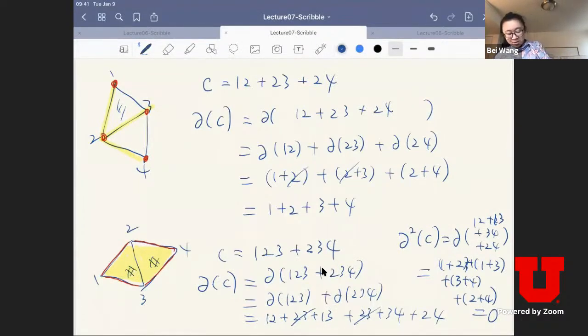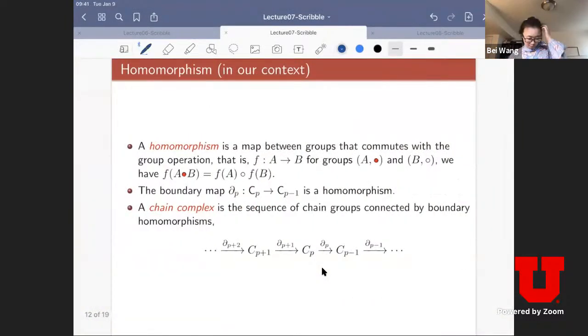Okay. Why am I doing all this? Because remember, if I want to compute homology, I want to compute connected components, tunnels, and so on. Those are fundamental operations when computing homology. All right. So again, before I do that, I need to introduce a few more definitions. Homomorphism, okay?